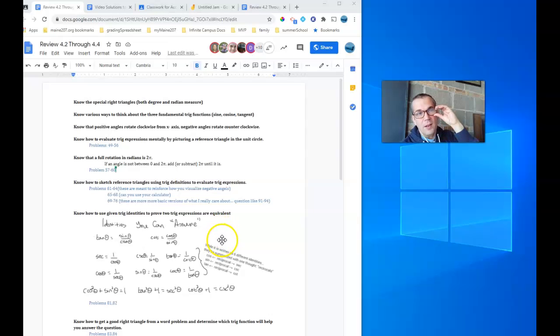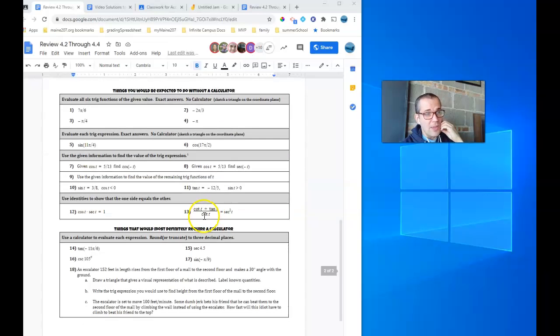Hey kids, with all my talking, I had a little concern that maybe I wasn't clear about what the expectations were in terms of this document that I created. So here's how I would use this if I were a student in this class. I would start by looking at these review problems.